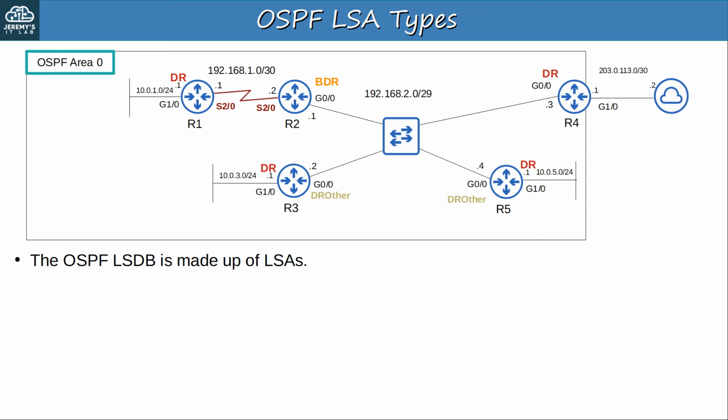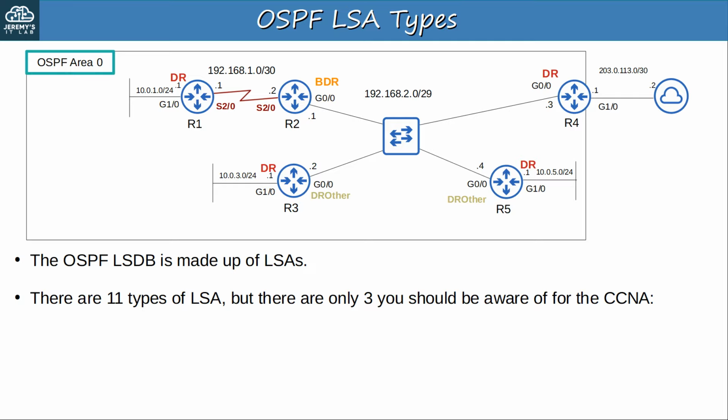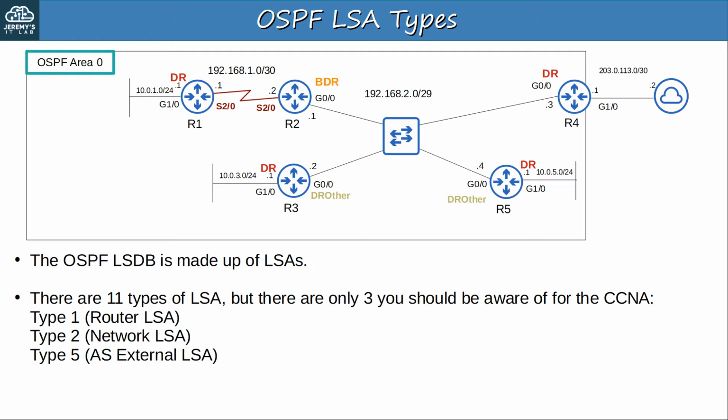As you already know, the OSPF LSDB is made up of LSAs. All routers in the same OSPF area share the same LSDB. There are 11 types of LSA, but there are only 3 you should know for the CCNA. Those are Type 1, the router LSA, Type 2, the network LSA, and Type 5, the AS external LSA. Let's take a brief look at each type.